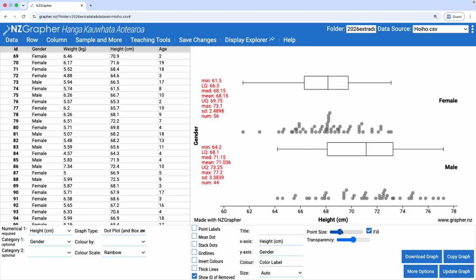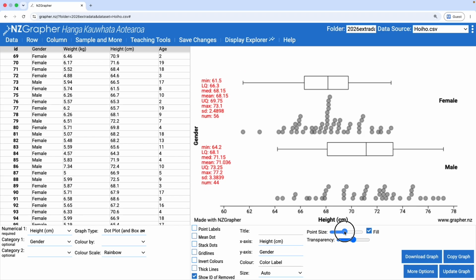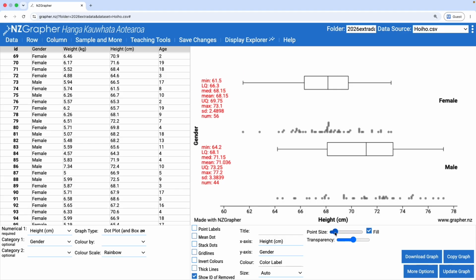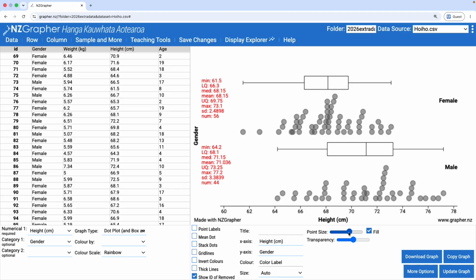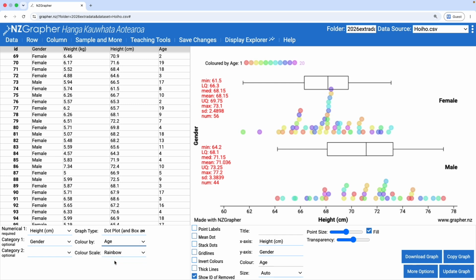Point size. You can make the points bigger or smaller, depending on what you're wanting to do. Sometimes having little points is quite nice. Sometimes having big points is quite nice. You can have them filled in or not filled in. I like the filled in, but I understand sometimes you might not want them filled in. And you can also colour them. So I could colour them, and there's my gender's probably less useful, but I could colour them by age. And there I get a beautiful coloured graph.